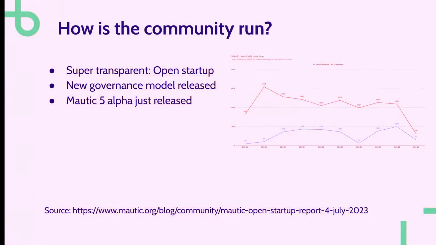Now, let's look at the community a little bit further. How is it run? So it uses the open startup model. Everything is transparent. They use Open Collective as their fiscal host. I just heard that they are dissolving, actually, didn't know that, so it's pretty new. So the Mautic community will also have to go to another fiscal host. Mautic 5 is released, and every month they're doing a really transparent update on where things are going.